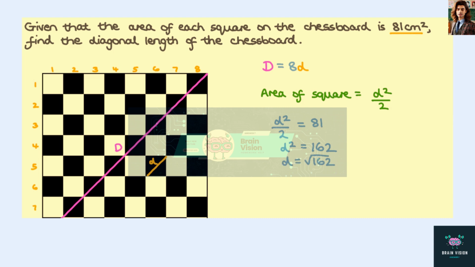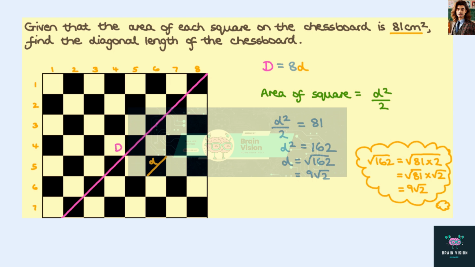And then square rooting, we find that d is equal to the square root of 162, which in simplified form is equal to 9 root 2. So we found the length of the diagonal of each of the smaller squares from which this chessboard is composed. To find the diagonal length of the chessboard itself, we need to multiply this value by 8.